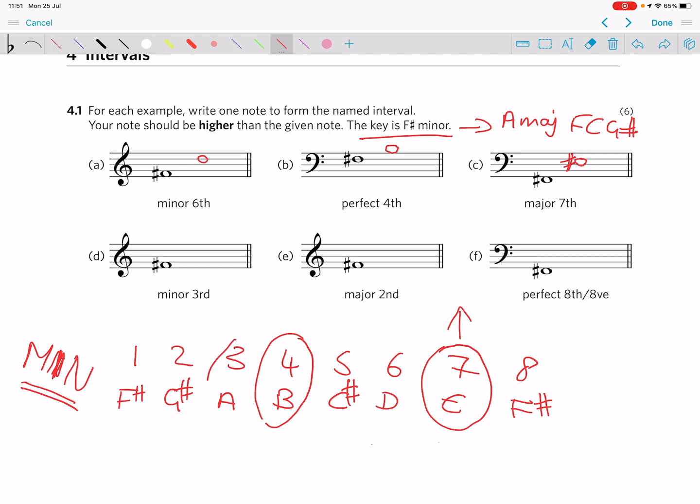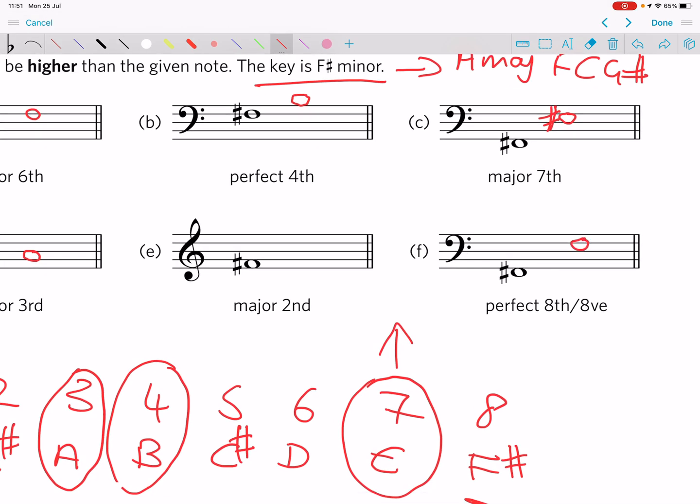Okay, let's go on to D, minor 3rd. Again, we've got the minor scale written out, so that's an easy one. We're going to count up 3, and there we go. And now we've got a major 2nd. I'm going to come back to that one, and we're going to go on and have a look at F. So F is a perfect 8th or an octave. So the first note is going to be an F sharp, which means the last note is going to be an F sharp. So don't forget to put your sharp in front of it.